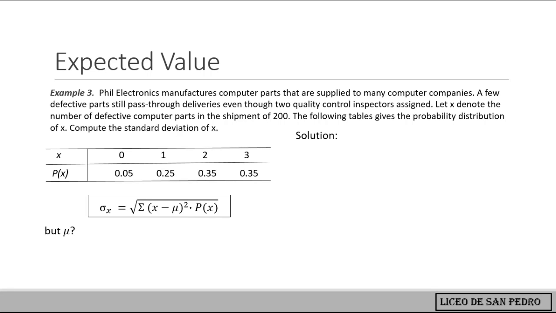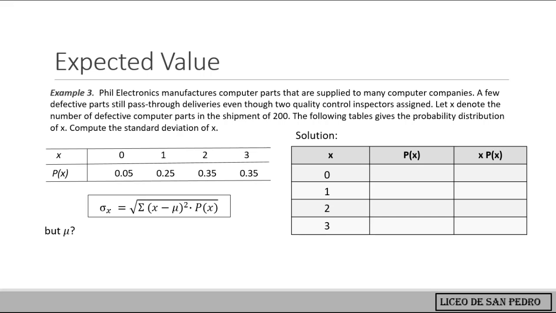For the solution, gawa tayong table. Ito yung x: 0, 1, 2, 3. And for the probability x, 0.05, 0.25, 0.35, 0.35. Ang kukunin natin is yung product nila, ito kasi is x times px. So 0 times 0.05 is 0. Ito is 0.25, and then 0.7, and then 1.05. Ang ginawa lang natin is times natin to dito.